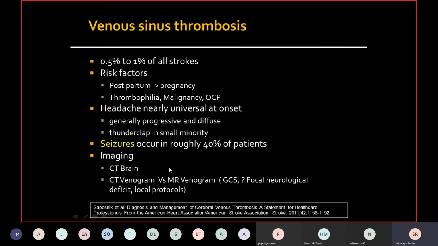And on imaging, CT is the imaging modality of choice initially, and depending on what the CT shows, CT or MR venogram. At our institution, we prefer a CT venogram because we can do it at any time of the day or night, and it's fast and really good. MR venogram can be useful, especially when there is a focal deficit and you're trying to evaluate what the underlying brain parenchyma is like. But usually getting this out of hours is tricky. So by far we go more with a CT venogram.